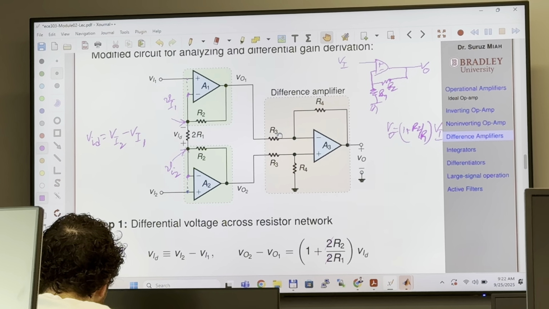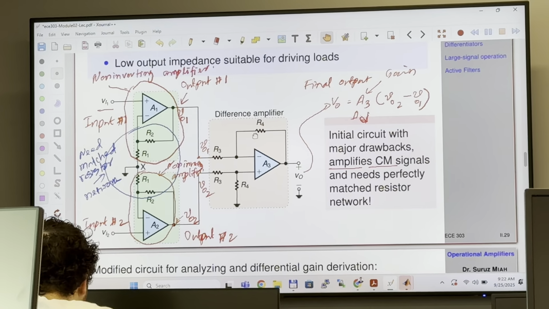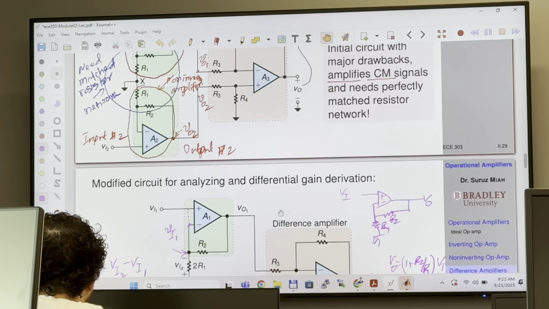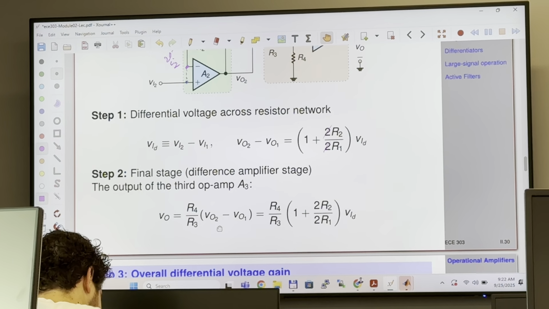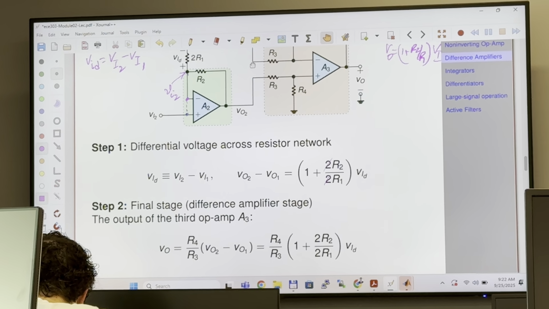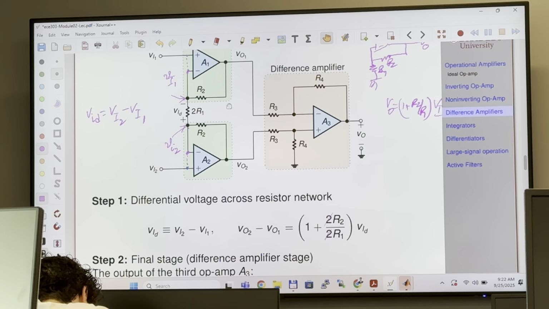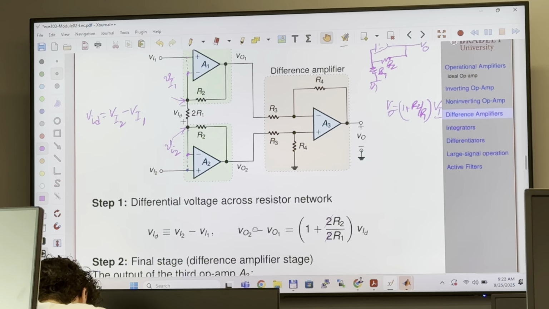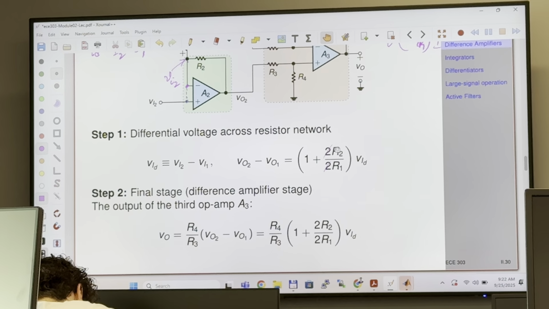So here we have R4 over R3. We have the same resistors, remember: R4, R3, here R4, R3. So we have R4 over R3 times the difference between these two inputs, which is the output from the first stage of amplifiers. And then Vout2 minus Vout1, we found this expression. We just substitute it here.